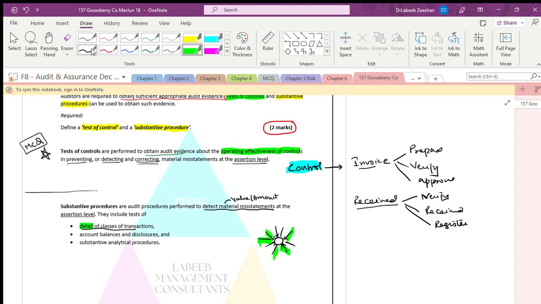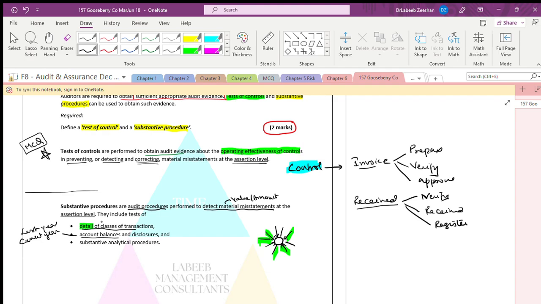Now, what are the substantive procedures? We are talking in terms of account balances. We want to know what happened last year, what is the current year, what is the last month, what is the current month. We have to do audit procedures with respect to the account balances.